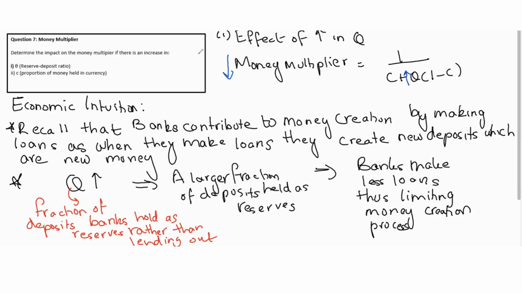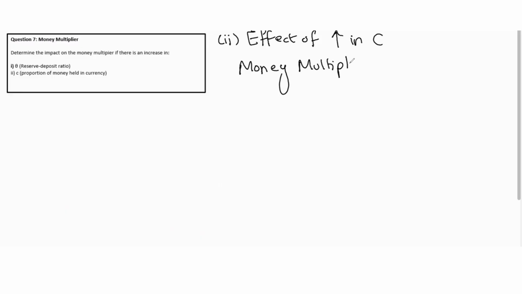Let's look at the effect of an increase in C now. So part 2 is the effect of an increase in C, where C is the proportion of your money that you hold in the form of currency, because you can either keep your money in the form of currency or deposits. Now the money multiplier is 1 by c plus theta times 1 minus c. When we were looking at the effect of theta, it was very straightforward because theta appeared in one place, but C appears in two places.